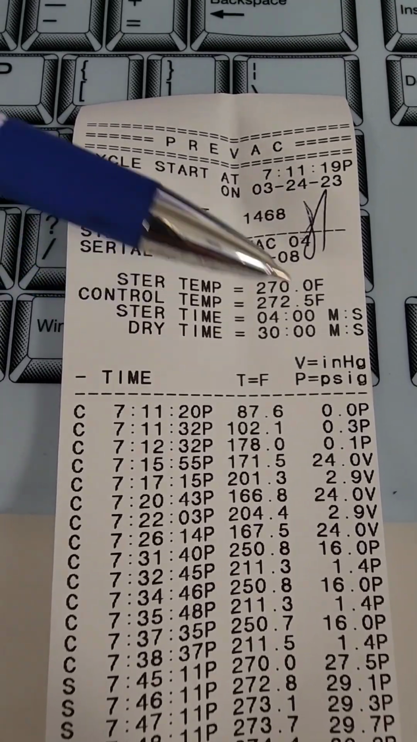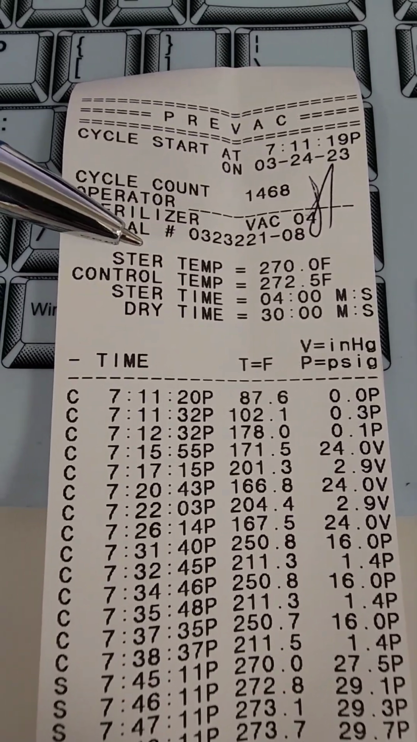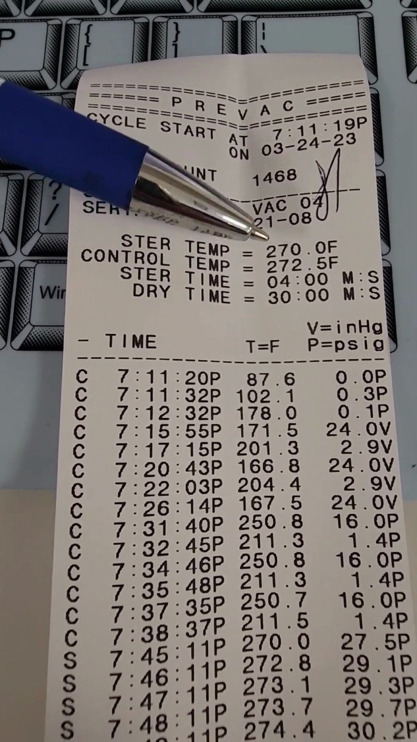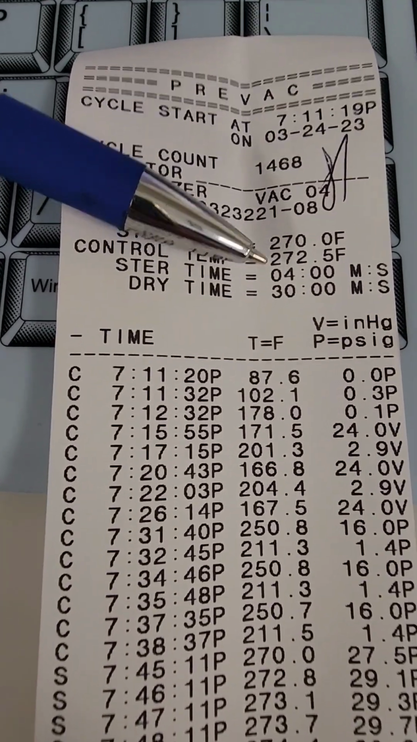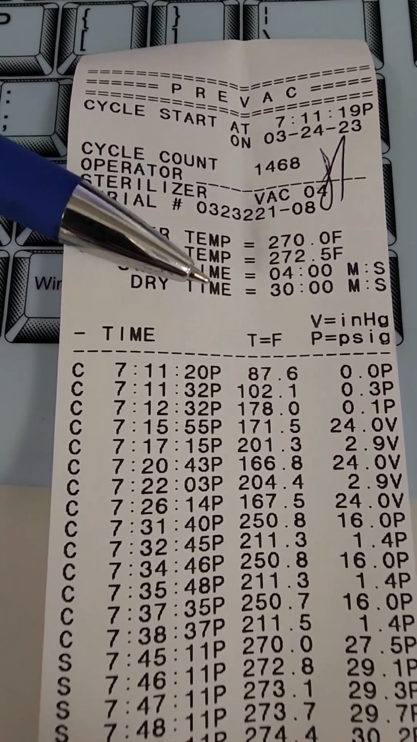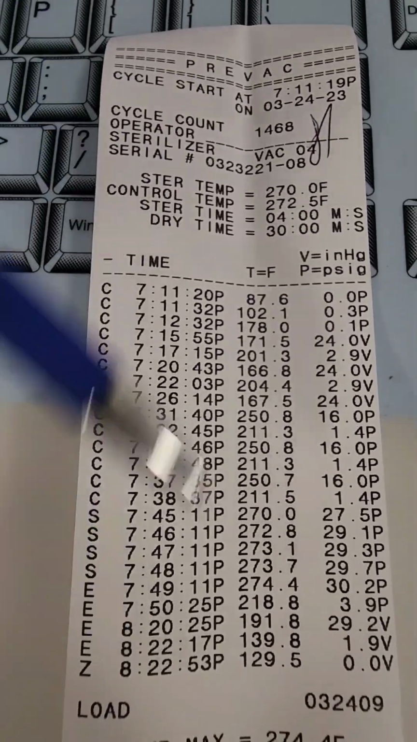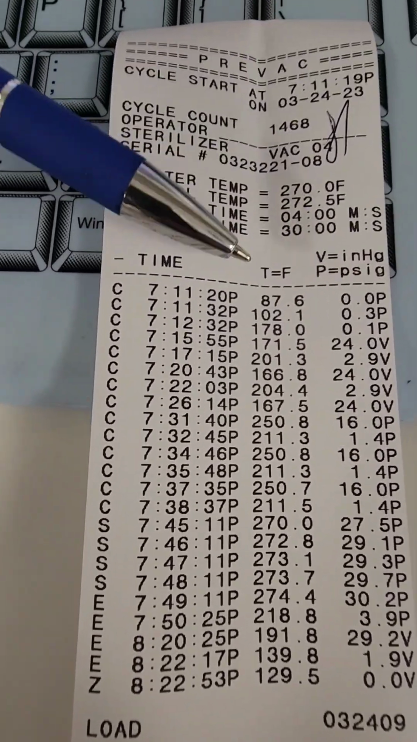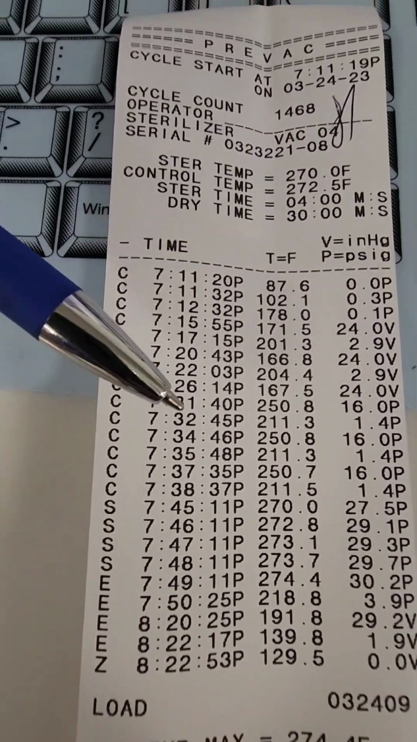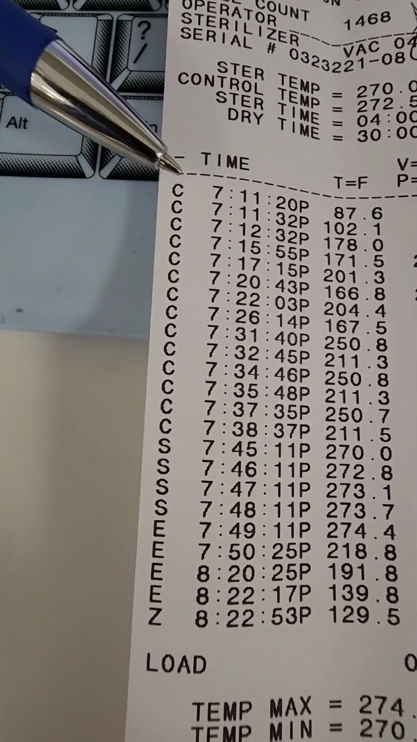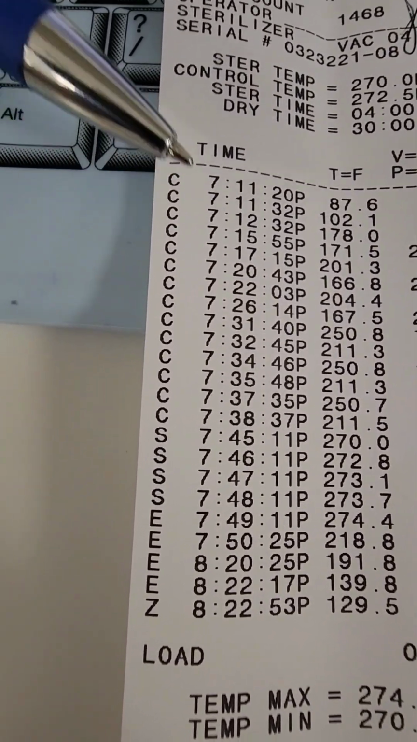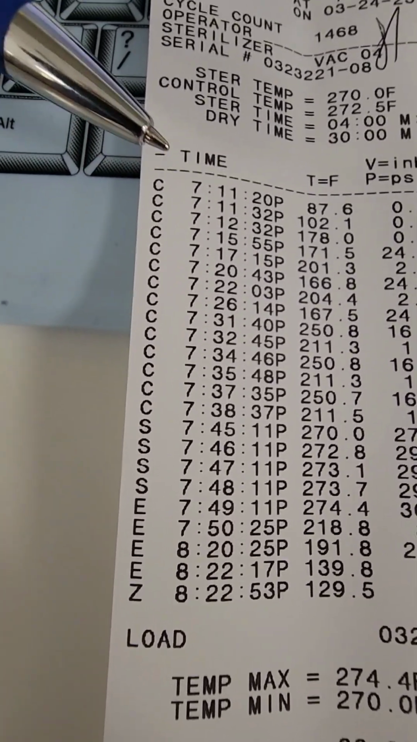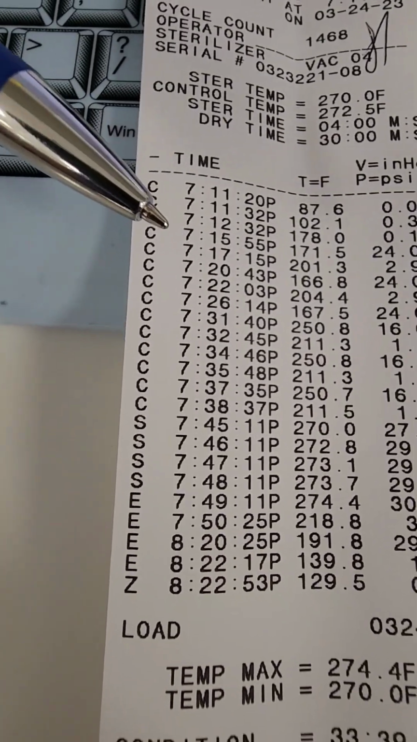Now, this gives you the initial parameters that you picked. Okay, so this was going to be a 270 degree cycle. It gives you a control temperature, so it gives you about +2, +3 degree control temperature. It was to be a 4-minute exposure with a 30-minute dry time. Again, you have three columns: time, temperature, and pressure. Please familiarize yourself with what these look like on average. You start off with your phases. Again, there's four phases: condition, exposure, exhaust, and then dry time, okay?